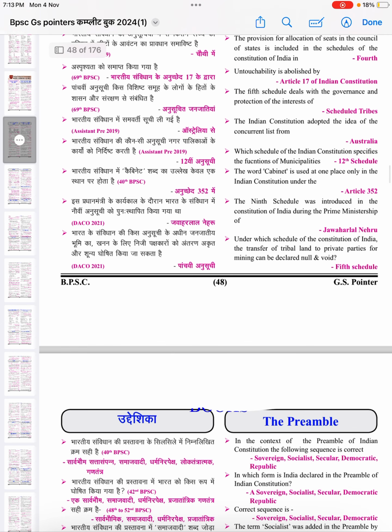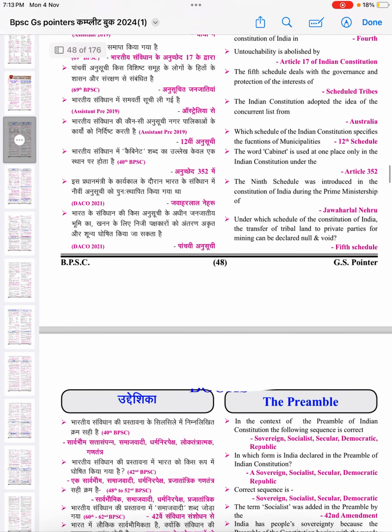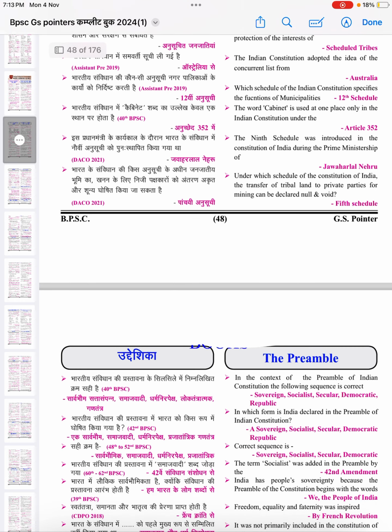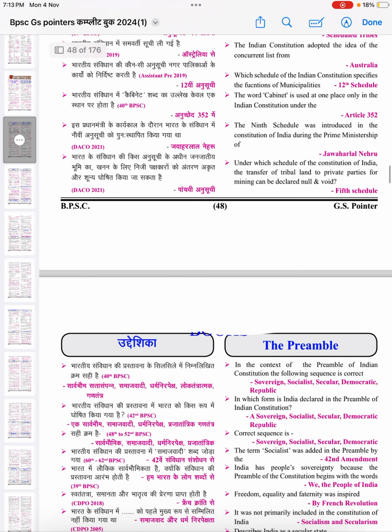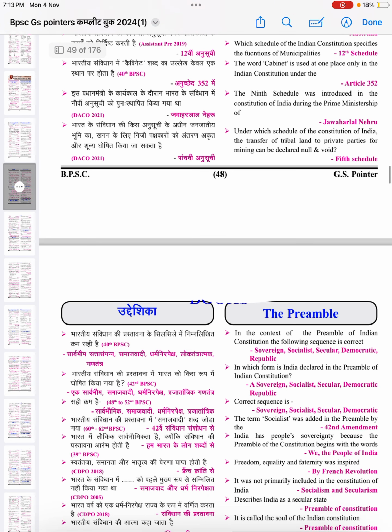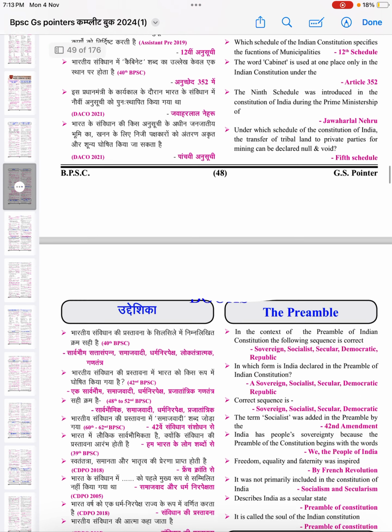The 5th schedule deals with the governance and protection of interests of scheduled tribes. The Indian Constitution adopted the idea of concurrent list from Australia. Which schedule of Indian Constitution specifies the function of municipalities? 12th schedule. The word cabinet is used at one place only in the Indian Constitution under the Article 352. The 9th schedule was introduced in the Constitution of India during the Prime Ministership of Jawaharlal Nehru.